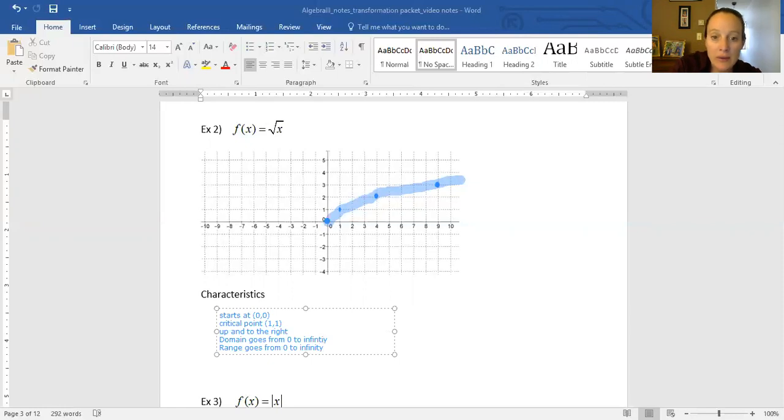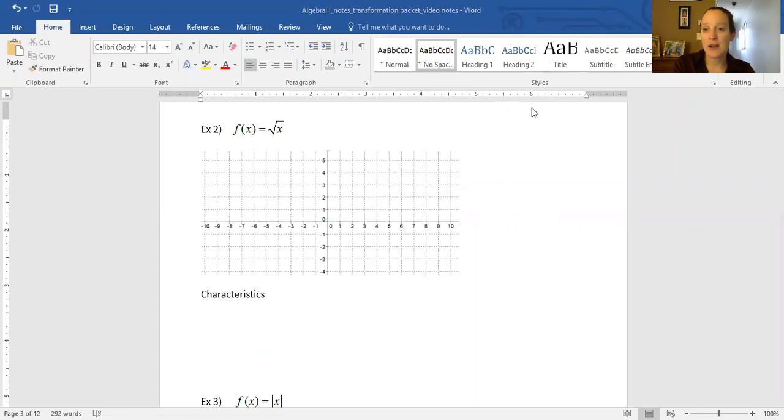Ooh, I misspelled that one, didn't I? You guys didn't catch me. Okay. Lots of things that you can put for characteristics. If there are more characteristics that you want to put in there, please do so. If you have forgotten what domain and range mean, domain right here and range right there, come see me and we'll clarify a few things.